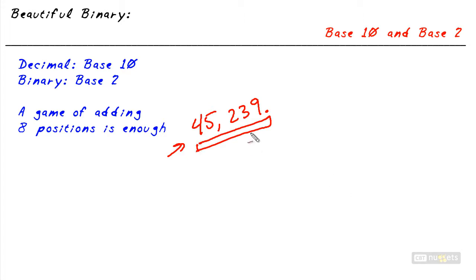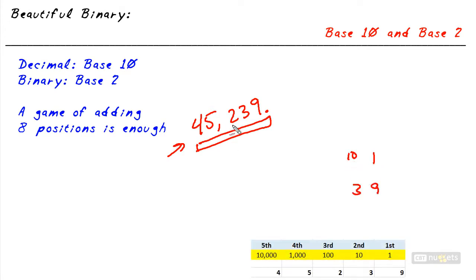We have several positions here. For example, the 9 is in the 1s position, and the 3 is in the 10s position, and the 2 is in the 100s position. The 5 right here is in the 1000s position, and the 4 is in the 10,000s position. And all we're doing, because we use a base 10 numbering system, is the first number is always a 1, and then the next position is times 10 and times 10 and times 10 and times 10.